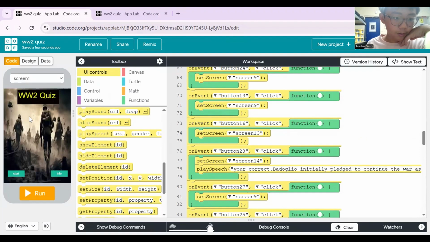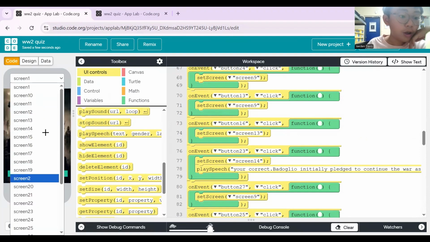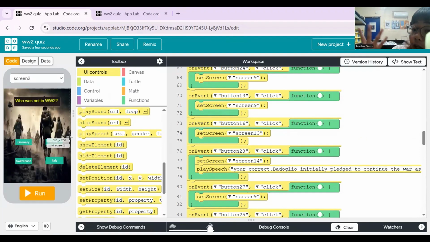WW2 Quiz, and you see that there are four answers. The four answers create a problem. It took too long, and it also created more problems for me.